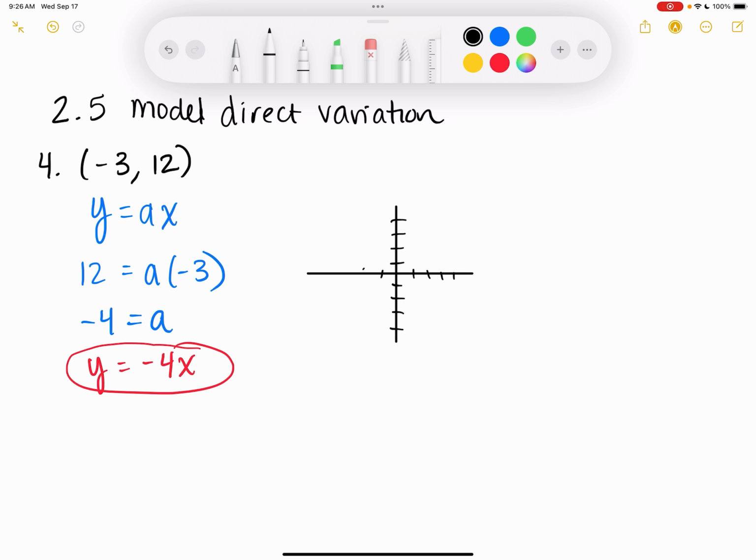Alright, so it has a y-intercept of 0, slope of -4, so down 4, right 1, or up 4, back 1.